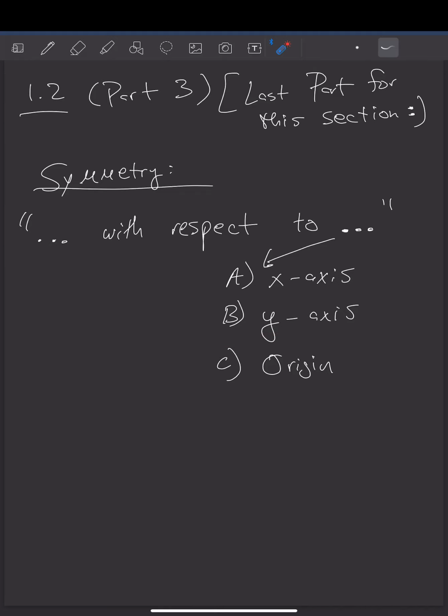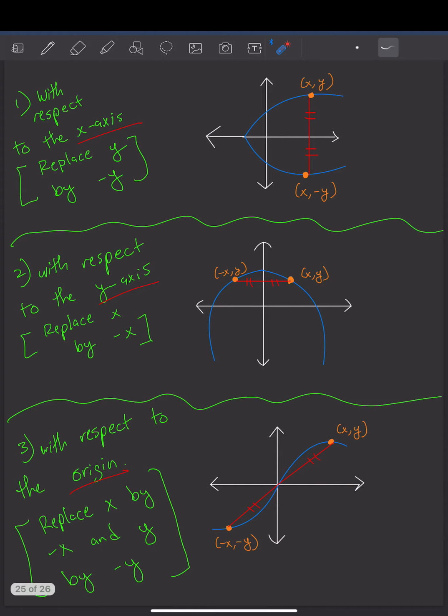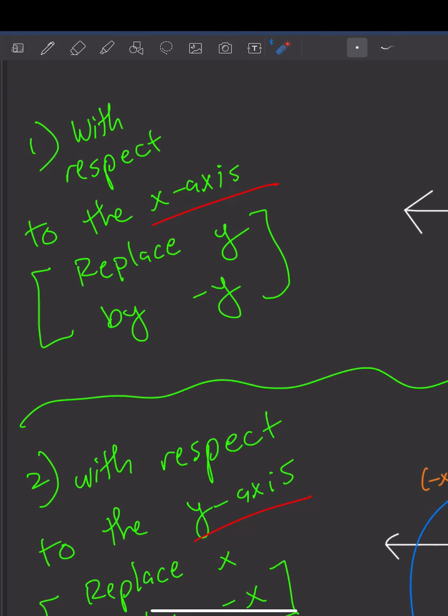So usually when it comes to symmetry, we try to figure out how we're able to reflect the function with respect to one of these three: the x, the y, or the origin. So on the next page, I have a concrete way of putting them differently in terms of how we figure that out. Let me zoom in.